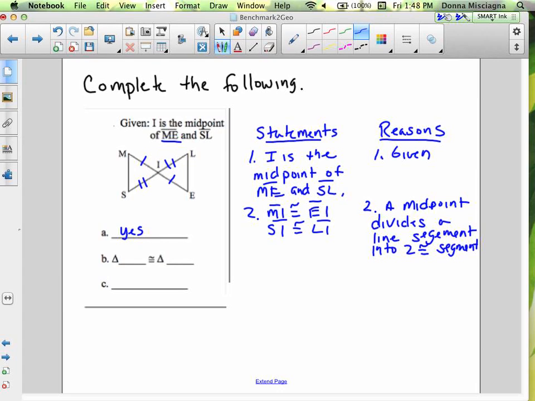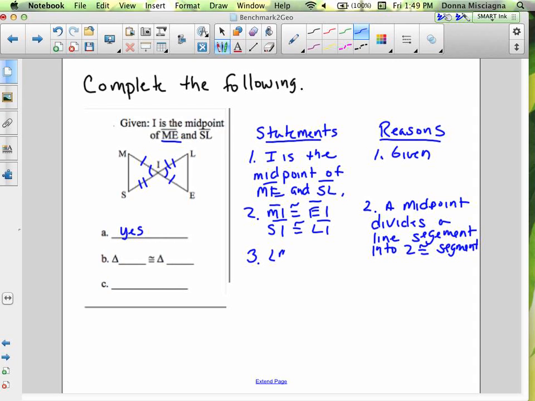Now, if you're not able to write a proof on this yet, that's okay. But if you see that something is a midpoint, remember midpoint divides a segment in half. All right, now we only have 2 pieces of information. We need 3. But remember, these are vertical angles.